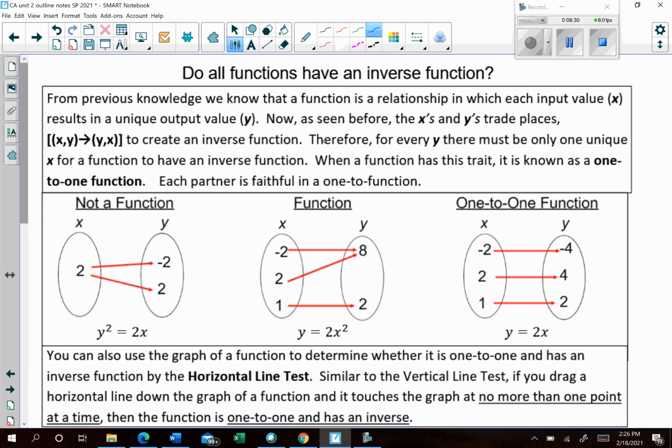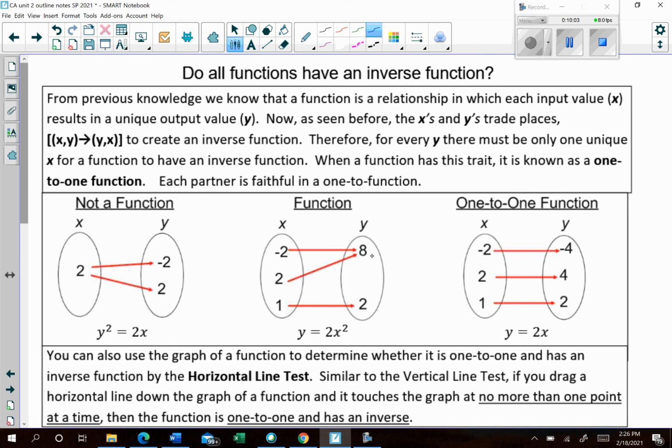Therefore, for every y, there must only be one unique x for a function to have an inverse function. When a function has this trait, it is known as a one-to-one function. Basically, the way you can think about this is that each partner is faithful in a one-to-one function. You've got to remember back from our very first unit when we talked about what a function is. The only qualification was that x could only have one partner. y could have multiple partners.